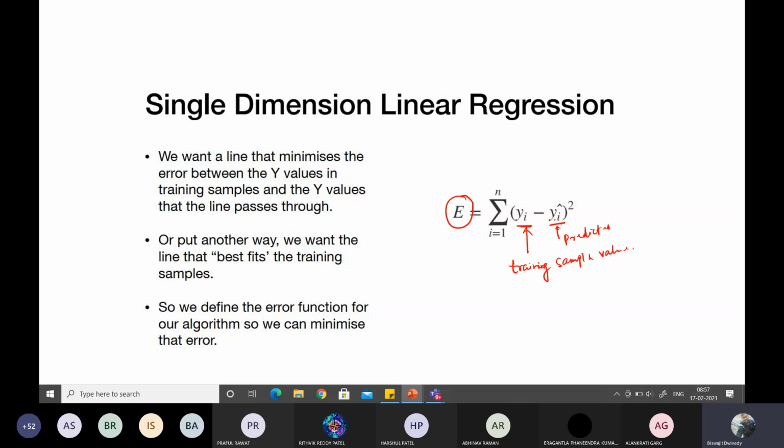Just subtract those things, take the square, and take the sum. So you can say this is your mean square error. Error is defined in this form: summation of these quantities, with i starting from 1 to n, if there are n number of points.